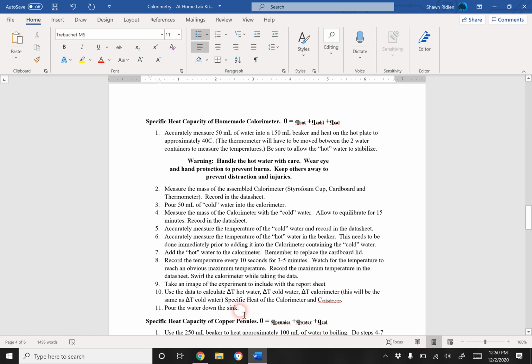Okay, so after we know delta T of hot water, delta T of cold water, and delta T of the calorimeter, we're going to want to calculate the specific heat of the calorimeter. So how are we going to do that? This might be a place where you get stuck, so I really want to go over this with you to make sure that you get this part. We're going to use this relationship: Q of the hot water plus Q of the cold water plus Q of the calorimeter has to be equal to 0.